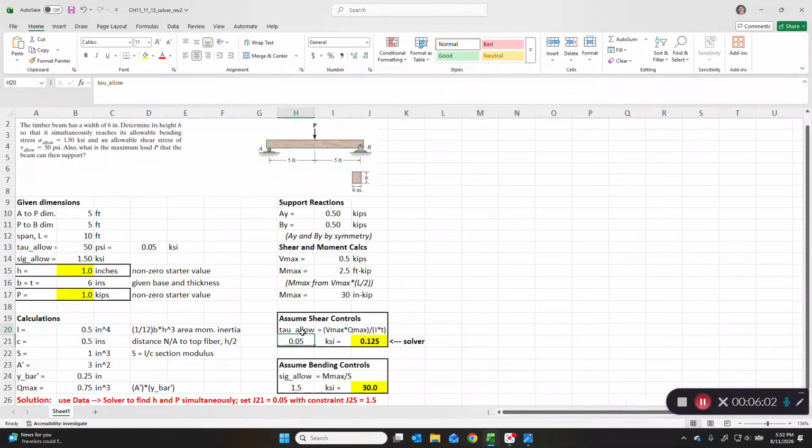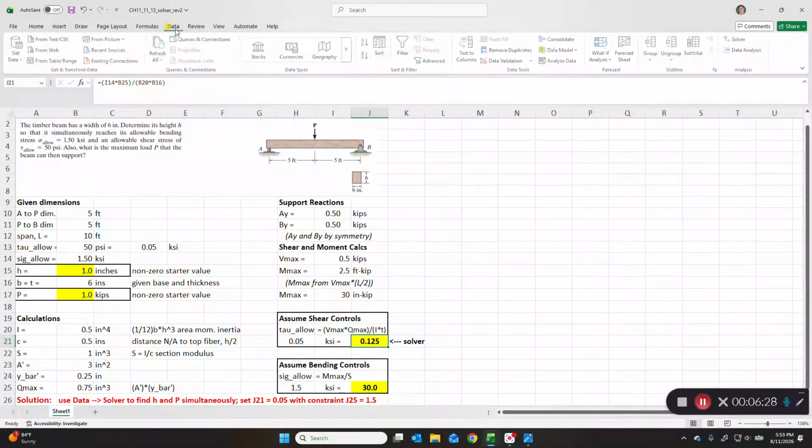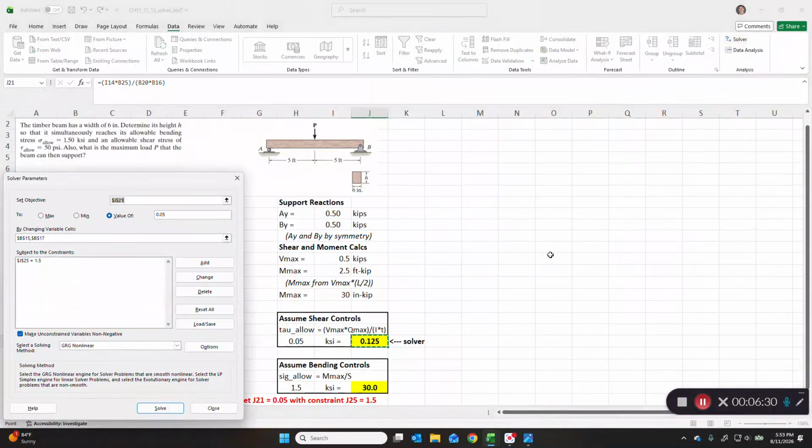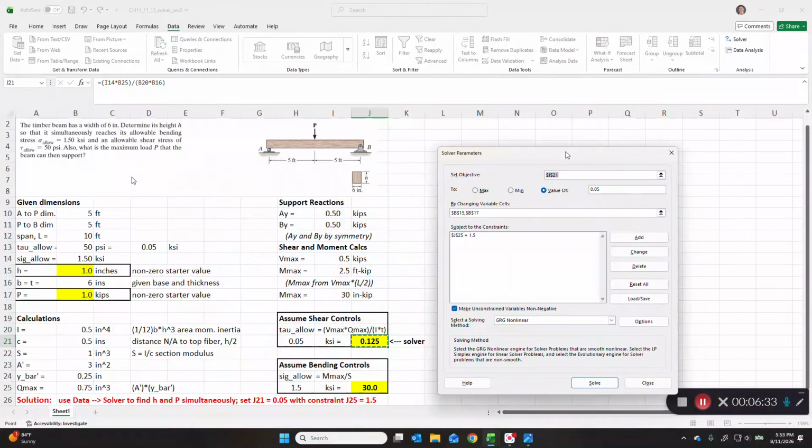So both tau allowable and sigma allowable were specified, but the calculations that we have produced don't equal these. We want equality on both sides of the equations. So that sets up a perfect situation to use Solver to find h and p simultaneously. So what we will do is click in this box where it says Solver and go to Data, Solver. Up comes our pop-up window.